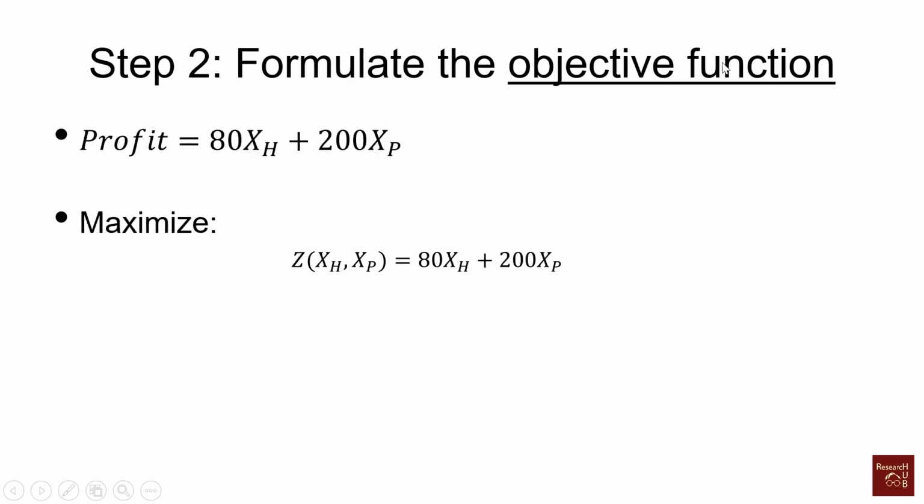Step 2 is to formulate the objective function. Here our objective function is profit. If you remember, we have 80 USD profit margin for one high barrel sold and 200 USD profit for one premium barrel sold. That's why we multiply 80 with XH, where XH is the number of high grade barrels that we will produce, plus 200 multiplied with XP, where XP is the number of premium grade barrels that we'll produce. So we can represent it as: maximize Z(XH, XP) = 80 XH + 200 XP.